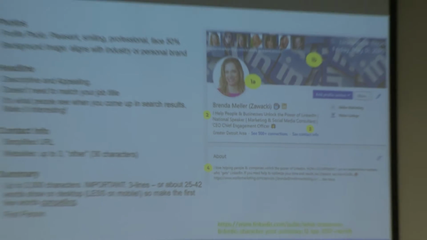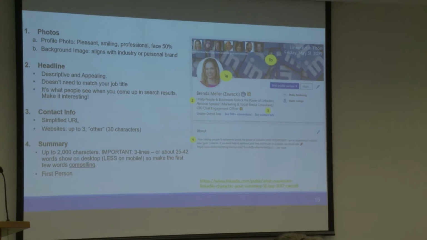Your background image that's behind your headshot, look at your profile right now. My guess is about half of you had the teal blue with the dots and the lines in it, and that's the default. You can and you should change that.